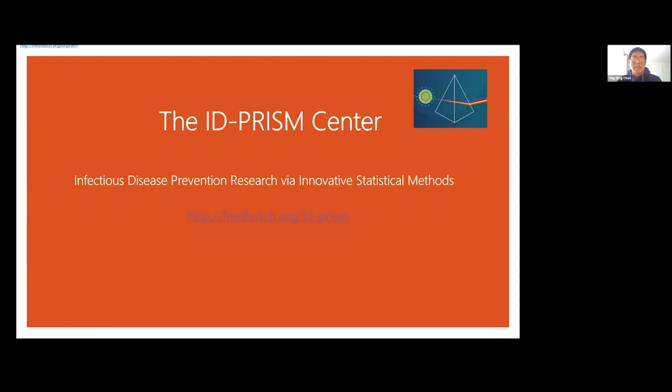The ID-PRISM stands for Infectious Disease Prevention Research via Innovative Statistical Methods. There is a link to the website, and now it's a little dimmed, but you can see that. You can click that link and it will lead you to the website.